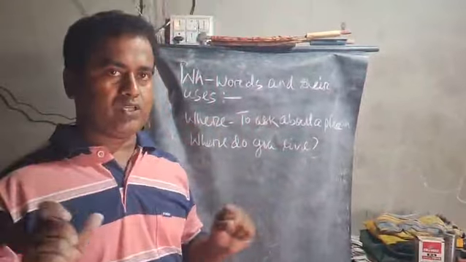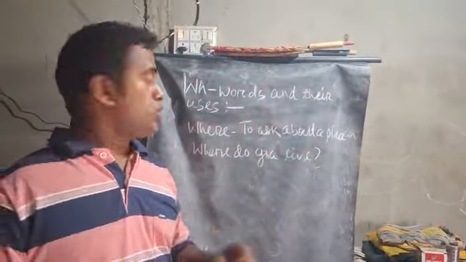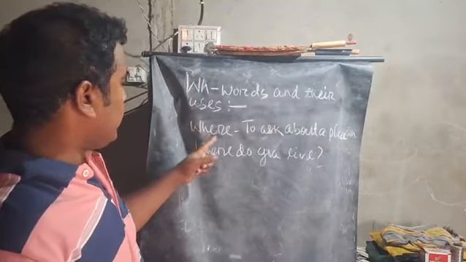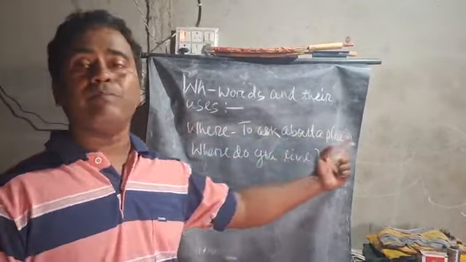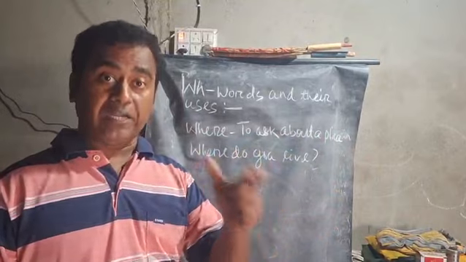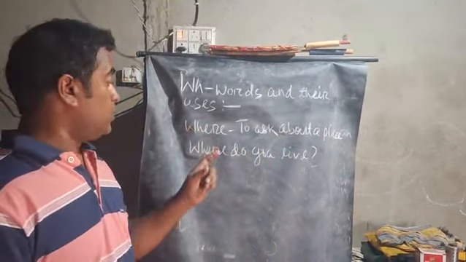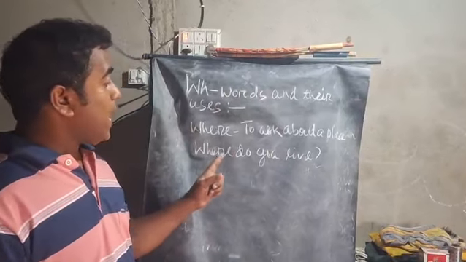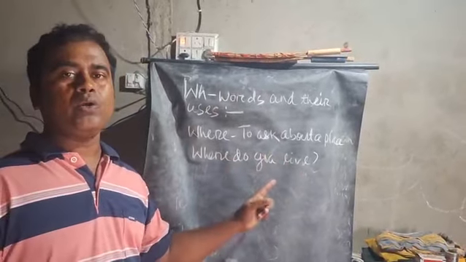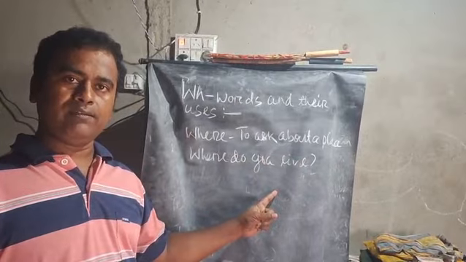In due course of discussion, we use the WH word where to ask about place. When we ask about a particular place, we just use where. Suppose for an example, where do you live? Where do you live? Clear?